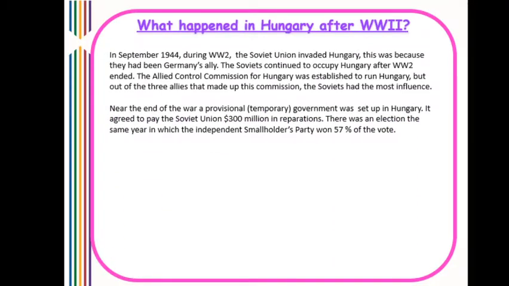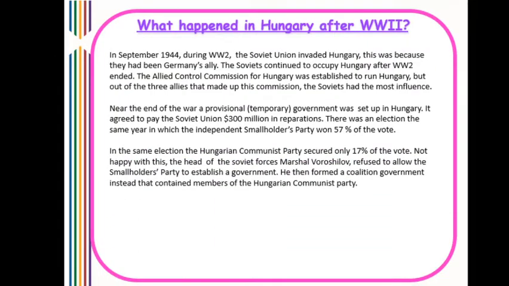Near the end of the war, a provisional, which means temporary, government was set up in Hungary. It agreed to pay the Soviet Union $300 million in reparations. And there was an election in the same year in which the Independent Smallholders Party won 57% of the vote. In the same election, the Hungarian Communist Party secured only 17% of the vote. Not happy with this, the head of the Soviet forces, Marshal Voroshilov, refused to allow the Smallholders Party to establish a government. He then formed a coalition government instead that contained members of the Hungarian Communist Party.